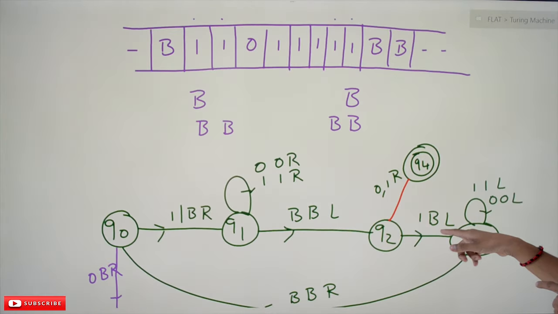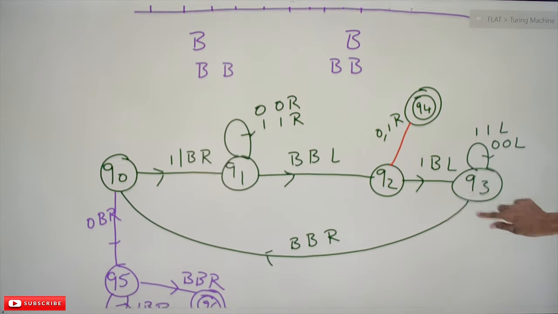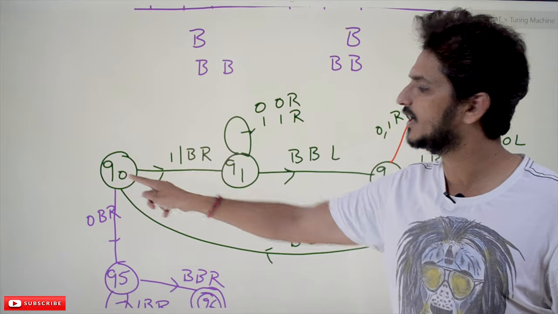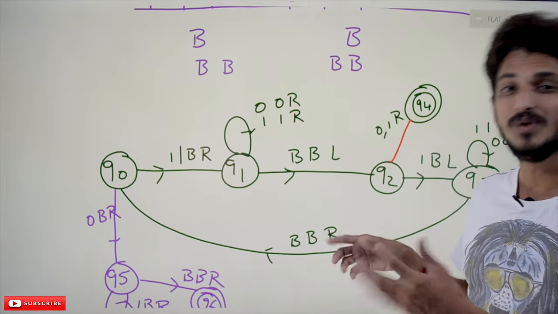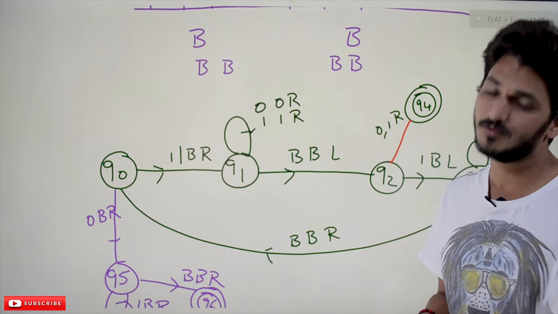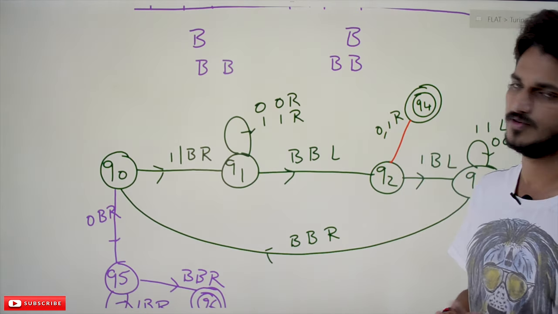Thus that condition has been given in Q3 state. Even if you found 1, even if you found 0, keep it as 1, keep it as 0 and move left. Whenever you found blank, we are going again to Q0 state. This process is repeated. Similar examples we have done so many in our previous classes, so please follow our previous classes.